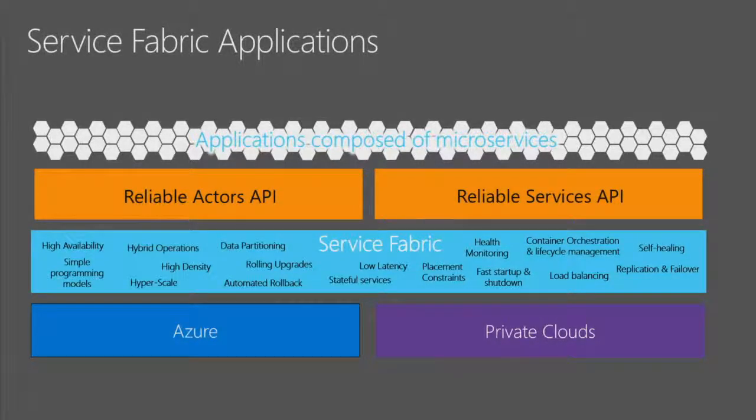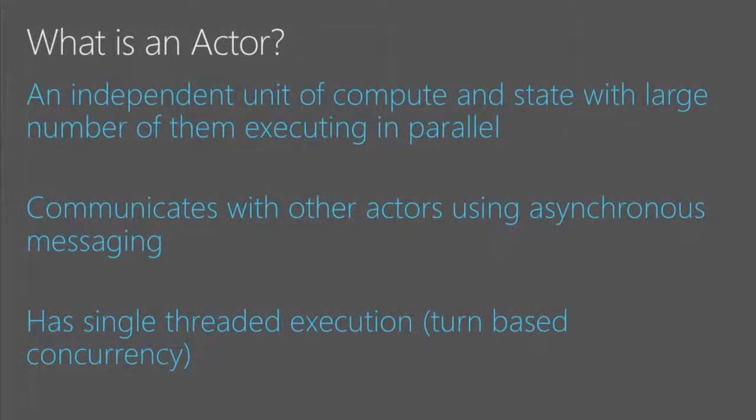Once you've decided that you want to build microservices on top of Service Fabric, what are the ways in which you can build the application? You can build applications using actor APIs, or you can build applications using services APIs. We talked about the services API in a programming model talk that we did 2 days ago. I encourage you to watch the recording of that to get the details. Today we are just going to focus on reliable actor APIs. So what the heck is an actor?